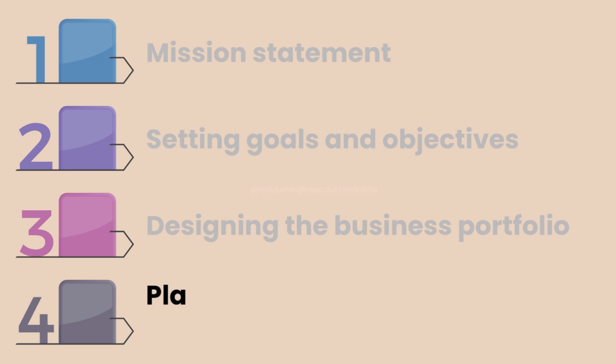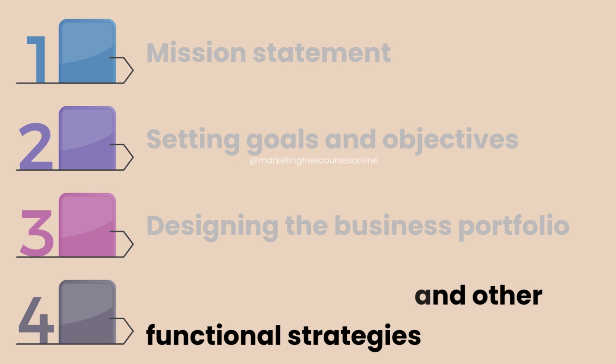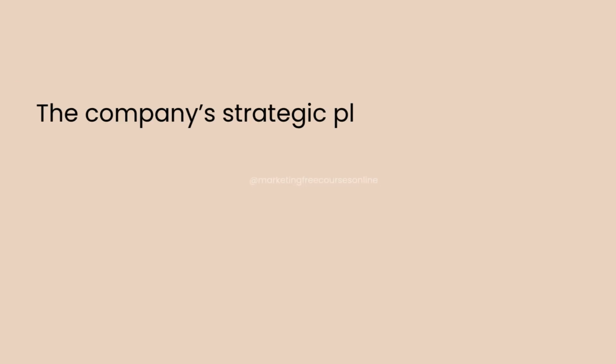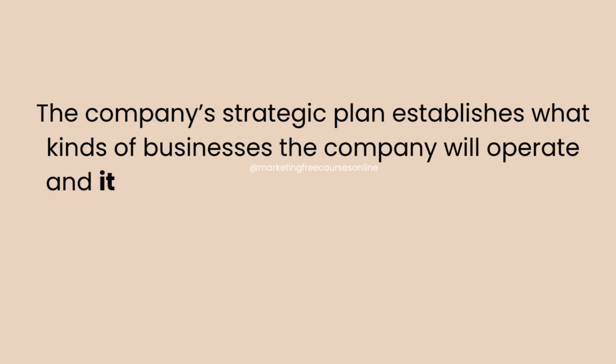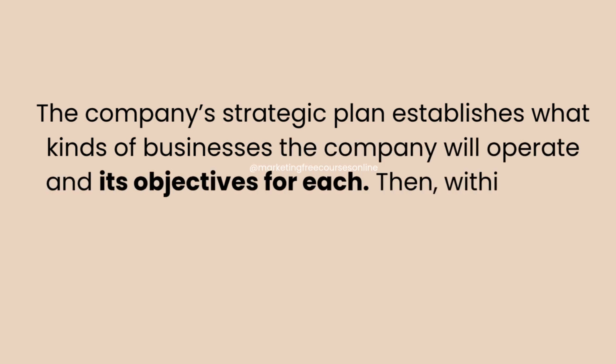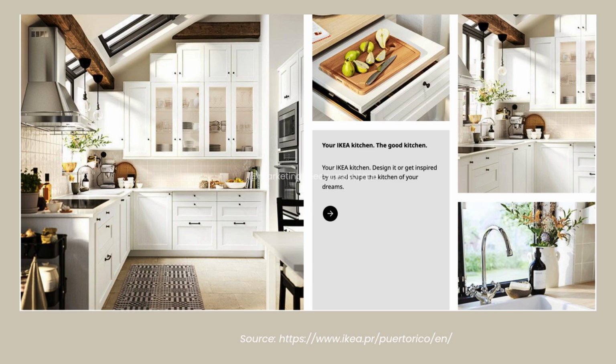Step 4, planning marketing and other functional strategies. This step is where marketing comes in. The company creates plans for different departments, marketing, sales, production, to work together toward the goals. Marketing strategies focus on customers, using the 4 Ps: product, price, place, promotion. For example, IKEA's marketing strategy offers affordable, stylish furniture, product, low prices, price, big stores and online shopping, place, and fun ads, promotion. Other departments, like production, make sure the furniture is made efficiently.